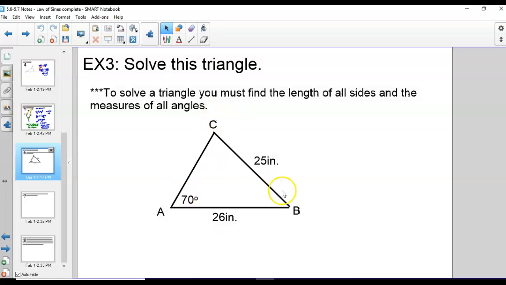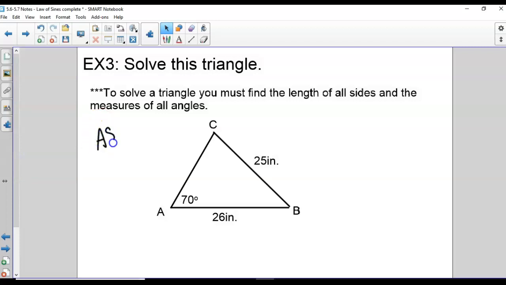So for this problem, we've got a 70-degree angle for A, and we've got 26 is our side C, 25 is our side B. So right here, be careful because we have an angle and two sides, and that angle is not between the two sides. So we have angle, side, side. So we've got to watch out.